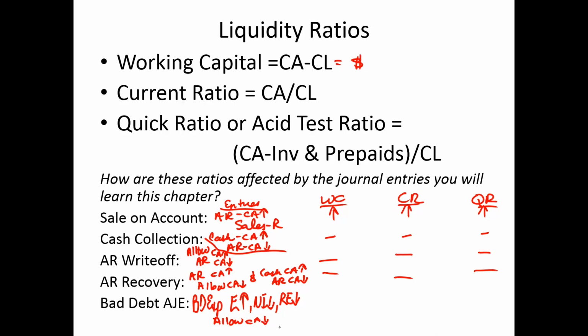Current assets are going down. So when I look at working capital, it only has current assets in it. Current assets go down, working capital goes down. Current ratio, numerator is current assets. It's decreasing, so the current ratio will decrease. And quick ratio, the quick assets are in the numerator, and the allowance is decreasing, so the quick ratio will decrease.